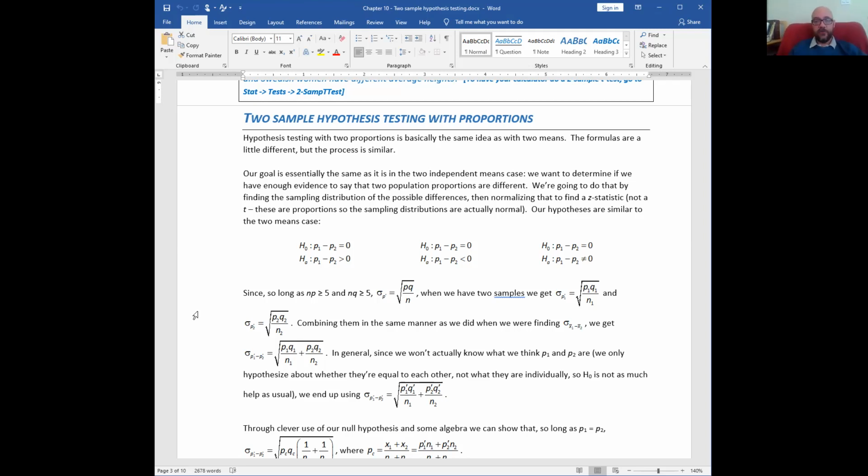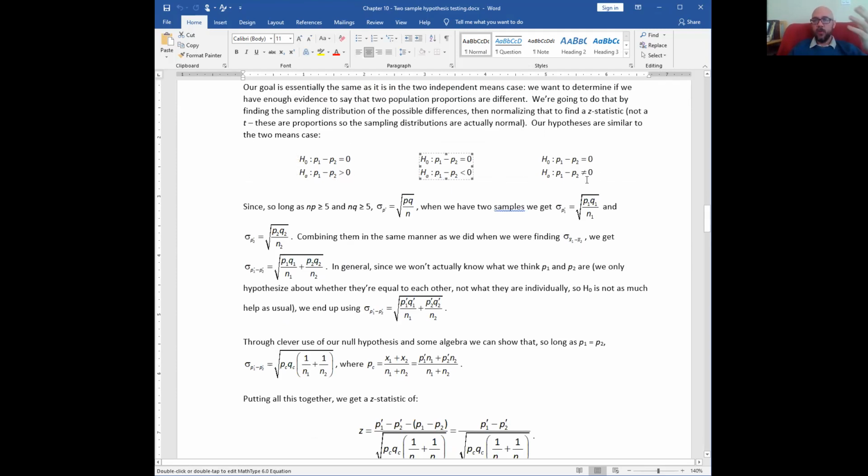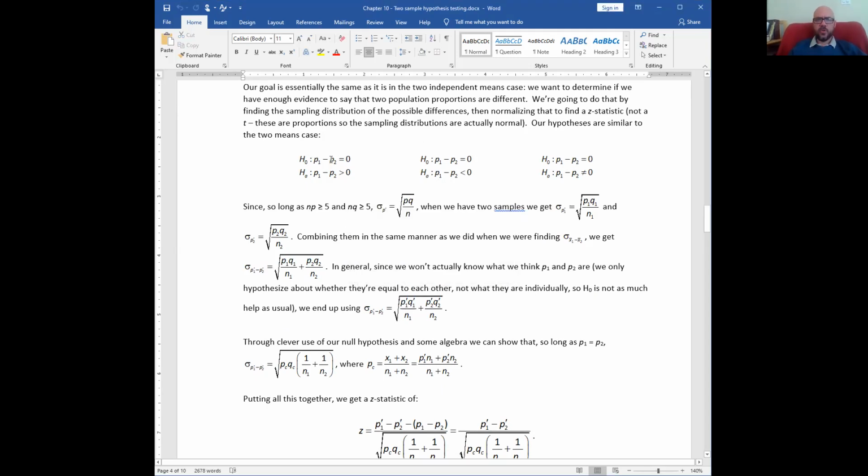So that gives us roughly the same sort of hypotheses that we had when we were doing the difference of two means. In each case, it's: is proportion one equal to proportion two or not? Either proportion one is bigger, or proportion one is smaller, or proportion one and proportion two are just not equal.